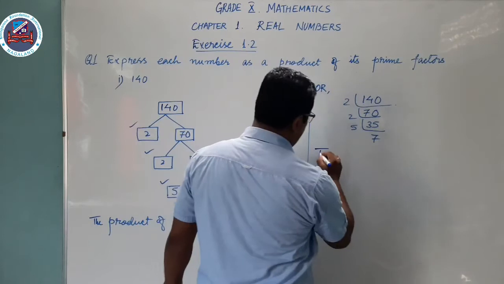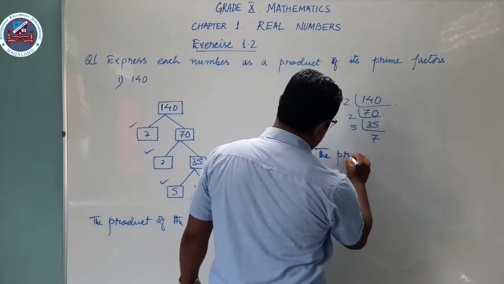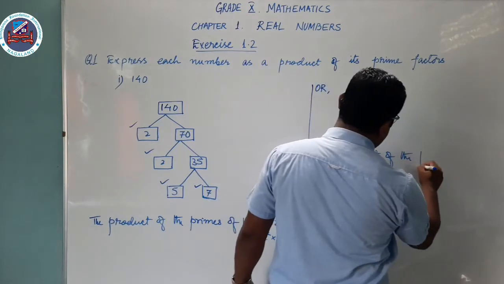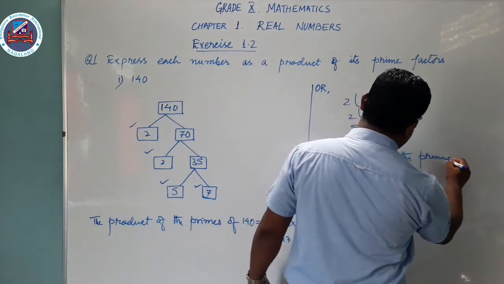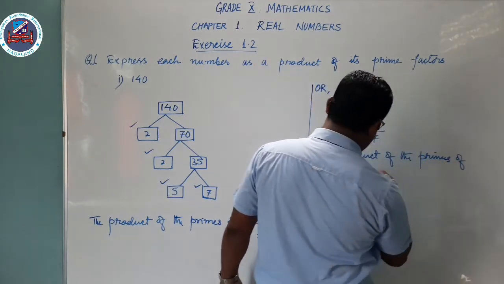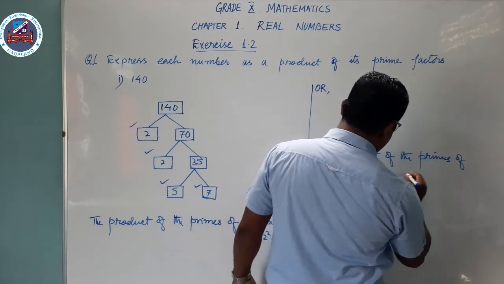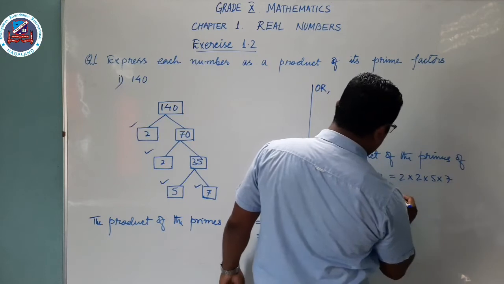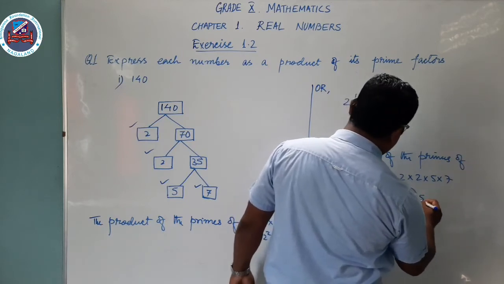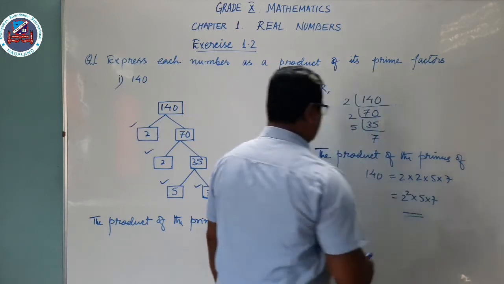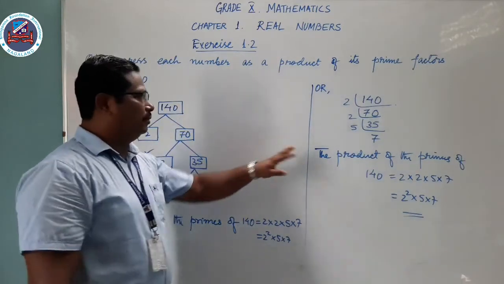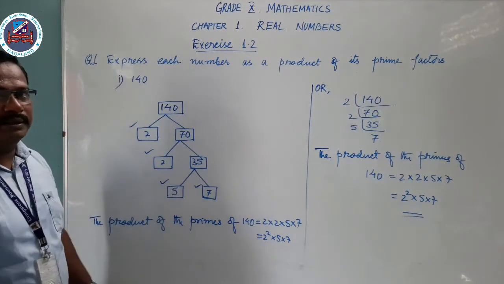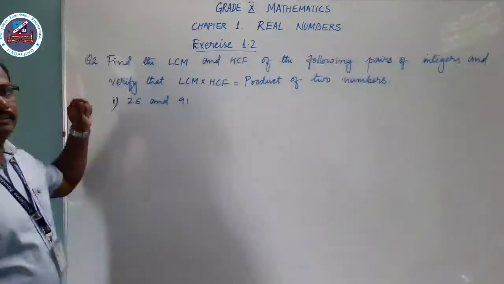The product of the primes of 140 is equal to 2 into 2 into 5 into 7, or 2 square into 5 into 7. Either way you can follow. Whichever one you like, you can follow. So let us see the second question.